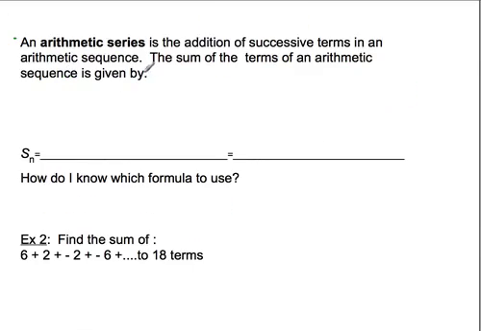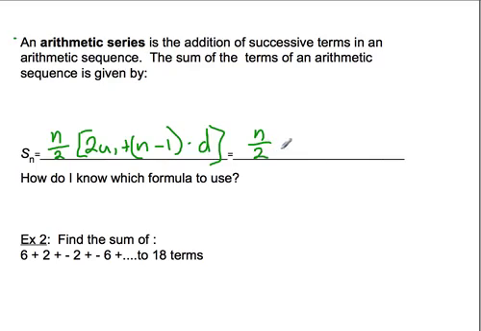So an arithmetic series has two different formulas that we use in two different cases. You can find the sum of the terms in an arithmetic sequence by using the following formulas: S sub n equals n out of 2 times 2 times u sub 1 plus n minus 1 times d. That's one version of the formula. Another version is n out of 2 times u sub 1 plus u sub n.